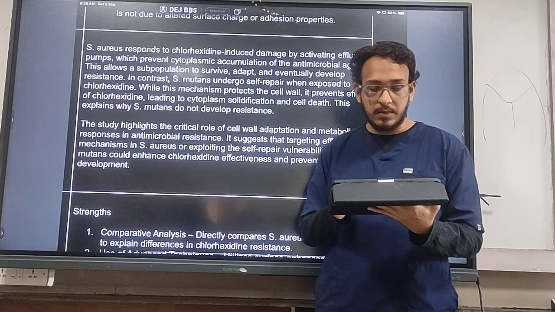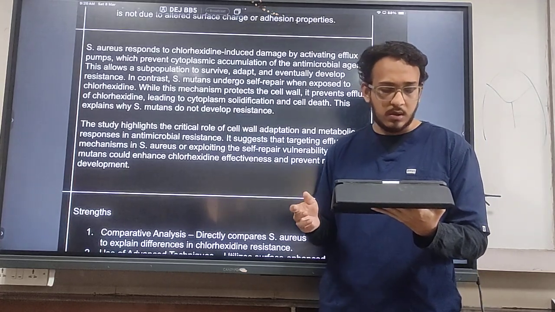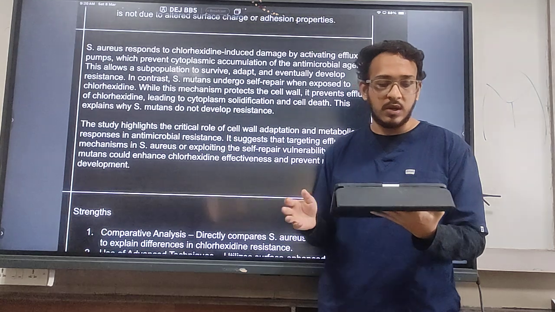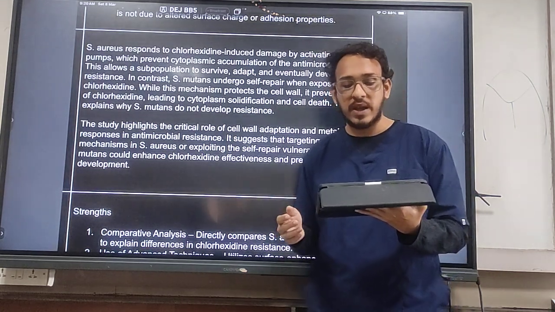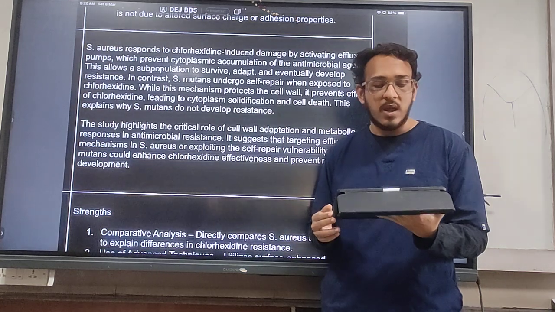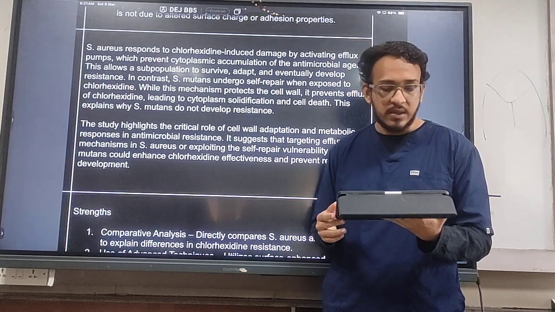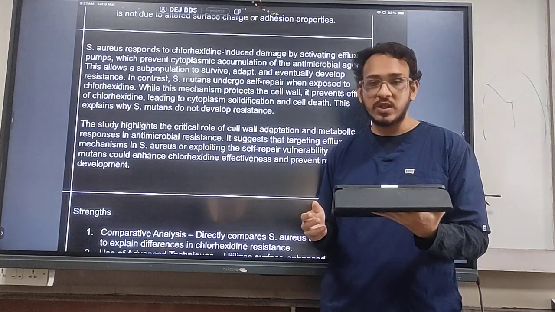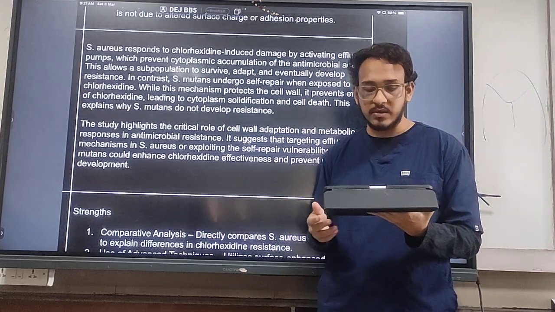So, coming to the conclusion for this, the S. aureus responds to chlorhexidine induced damage by activating efflux pumps, which prevent cytoplasmic accumulation of antimicrobial agents. This allows the subpopulation to survive, adapt, and eventually develop resistance.